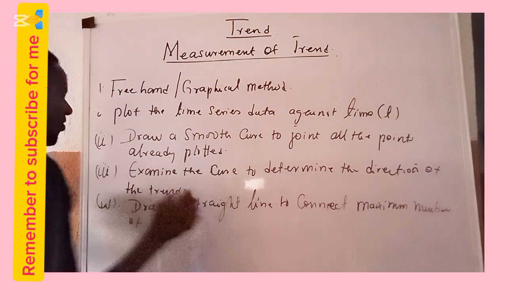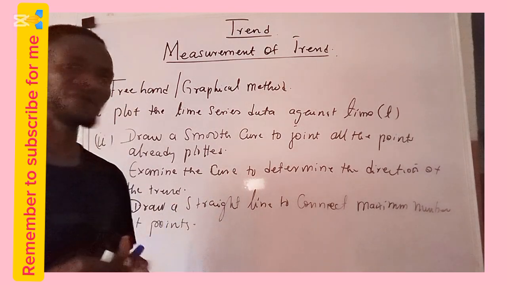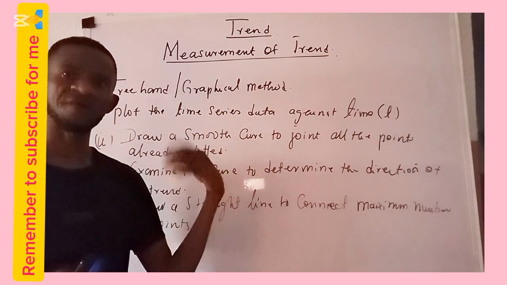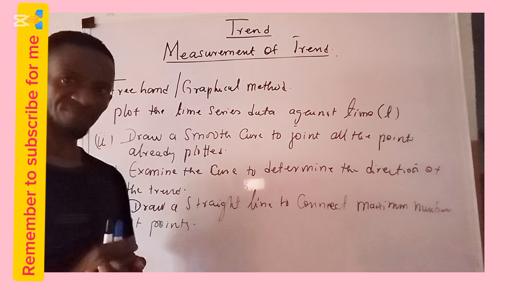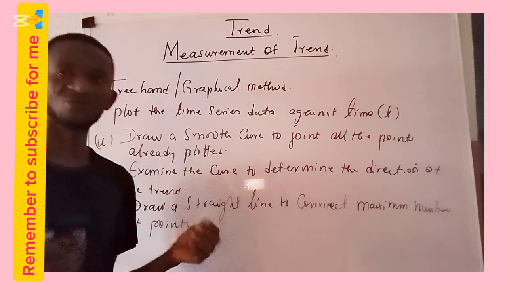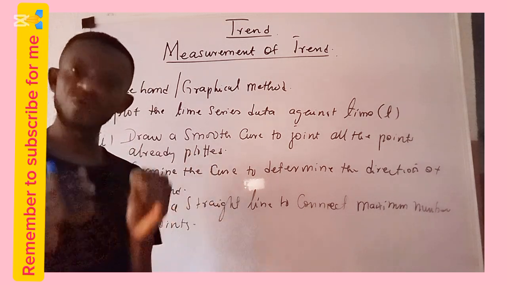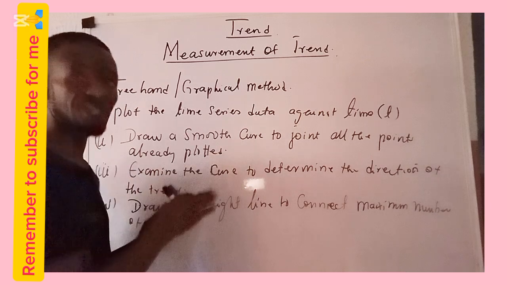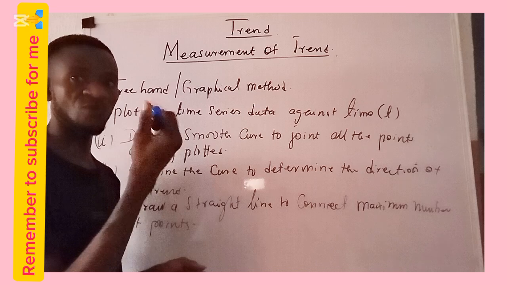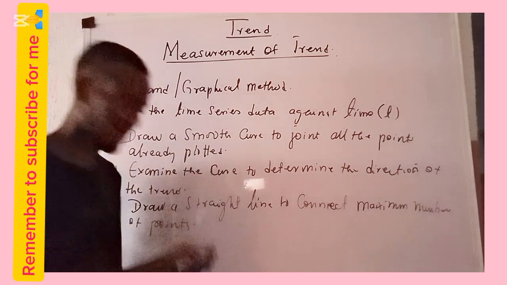Maximum number of points. These are the procedures of doing the freehand or graphical method of measuring the trend. And we have just enumerated this in terms of sentences. We are going to use a graph or drawing to illustrate what we mean by all these procedures. So permit me to write down the procedures while we use a graph or a diagram to actually showcase all what we have written here.